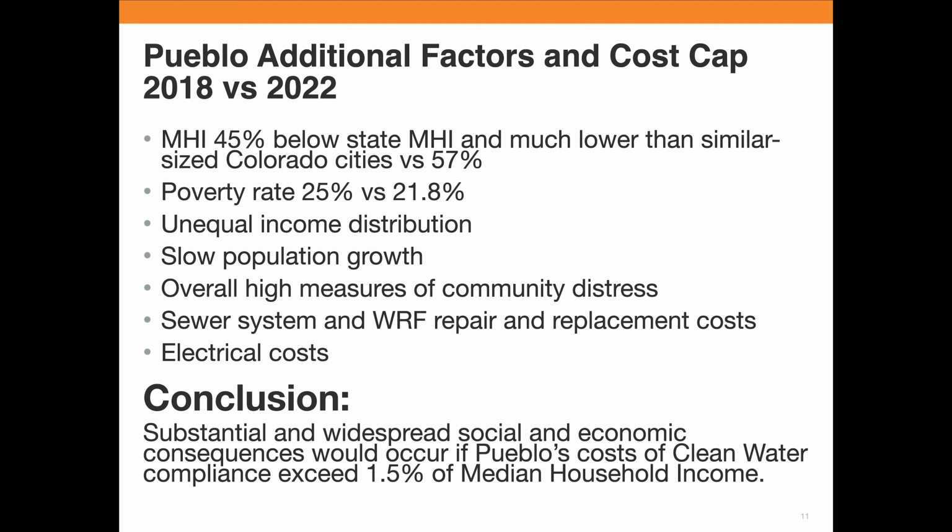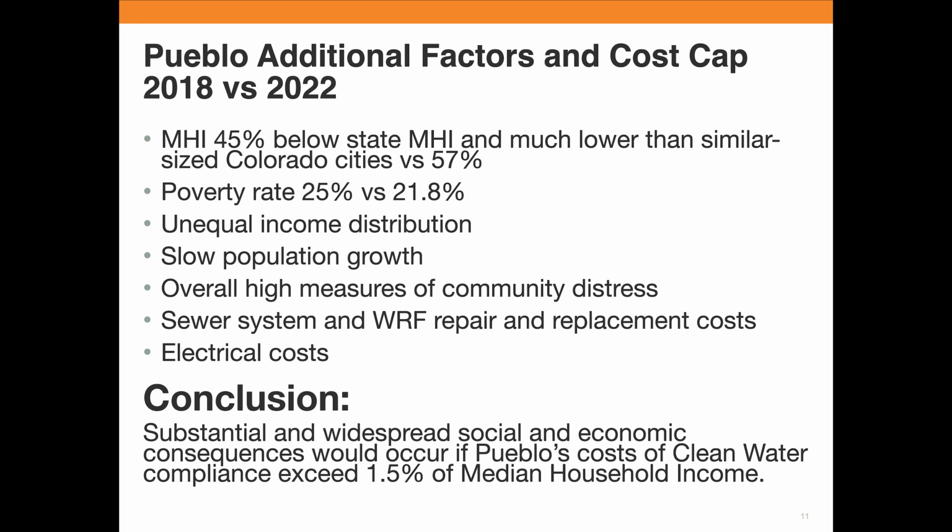And the poverty rate went down. It was 25%, but now it's 21.8%. And then how is the income distributed throughout? We look at different census tracts to find that out, and it's still an unequal distribution. We still aren't growing really fast, so our population is still pretty stagnant, about 100,000 people.